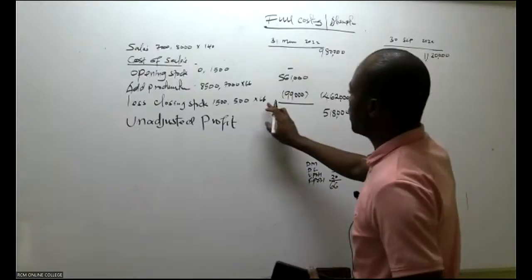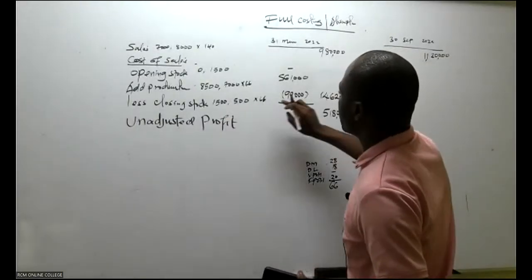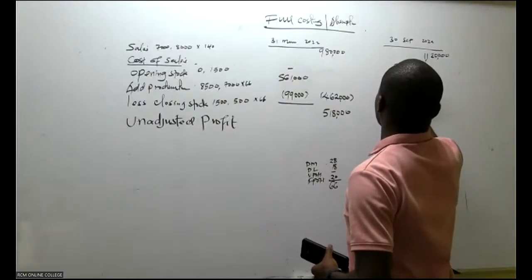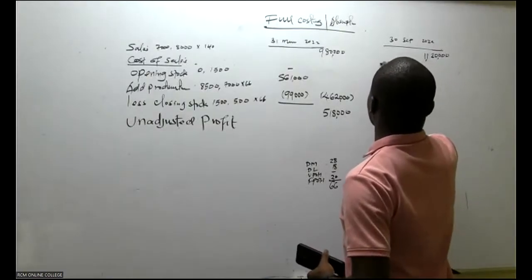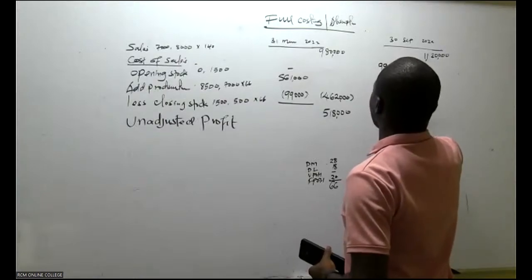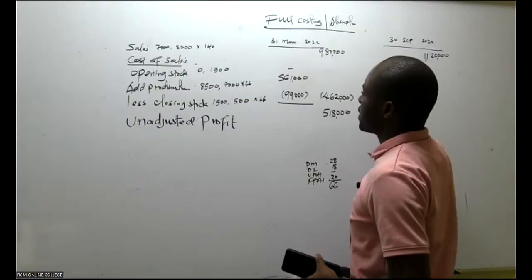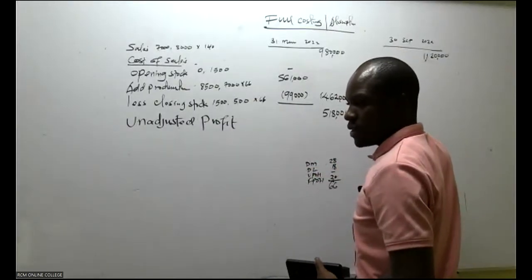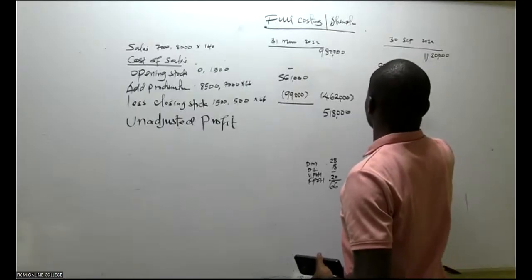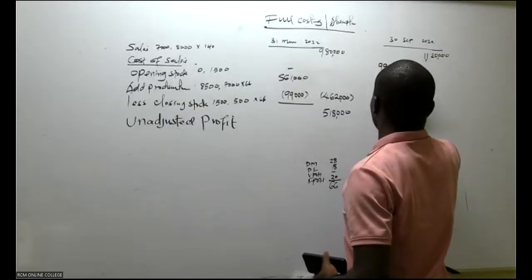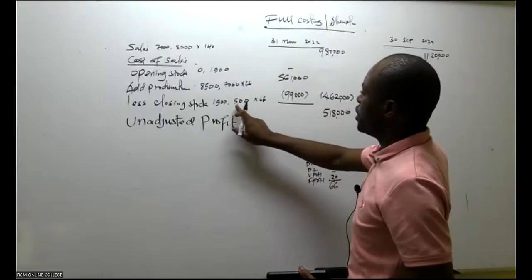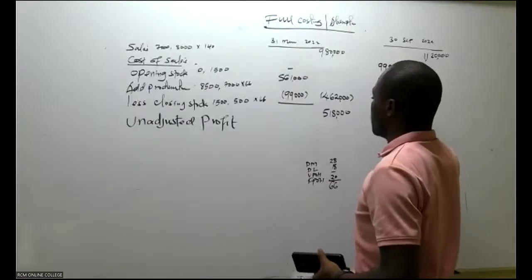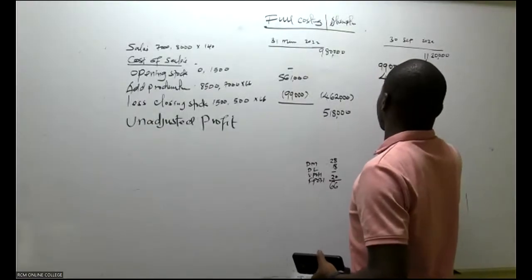So the closing of 1,500, which is 99,000, is the opening here. It's the opening of 99,000. Then we add production, which is 7,000 by 66, 7,000 by 66 for 462. Then I need to less closing, which is 500 by 66, 33,000.